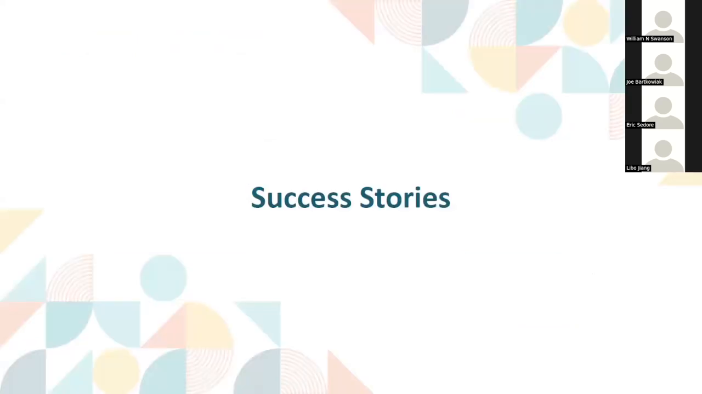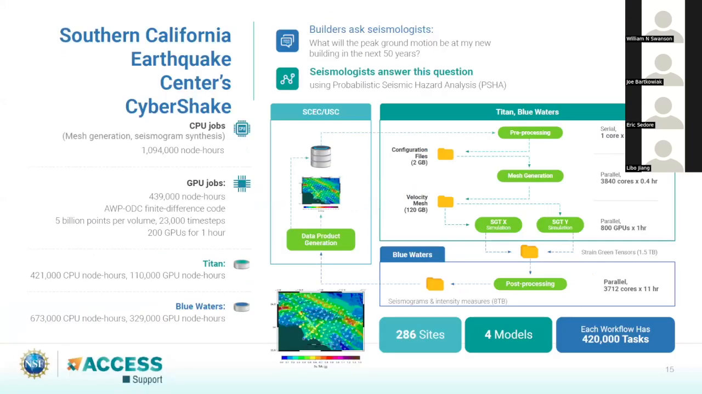So a little bit about success stories, and I'm not going to talk about them in as much detail, but I want to talk about them from the point of view of features that have been driven by them in Pegasus and interesting parts of that. So the first example here is the Southern California Earthquake Center. They have a workflow that they've been running for a long time, called CyberShake.